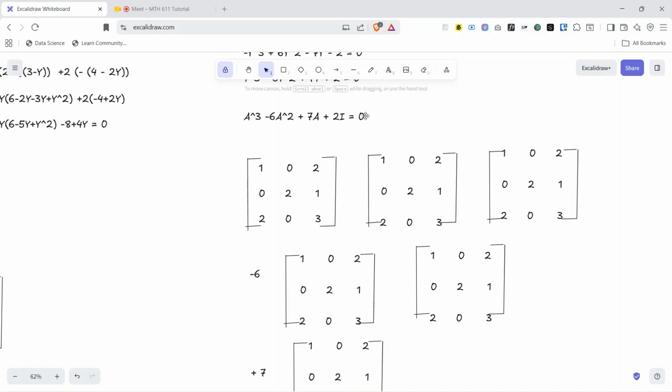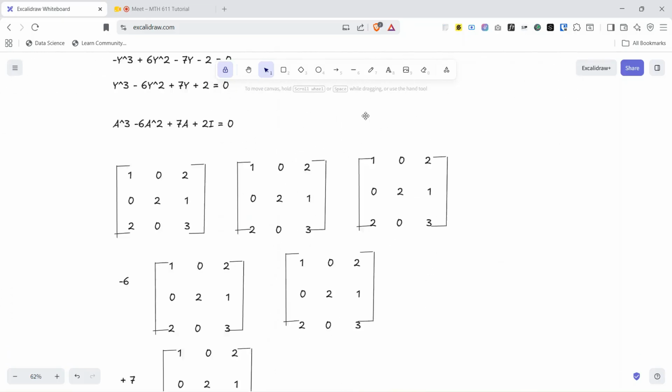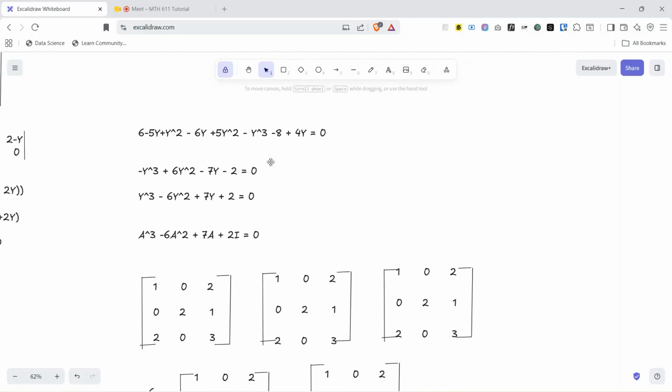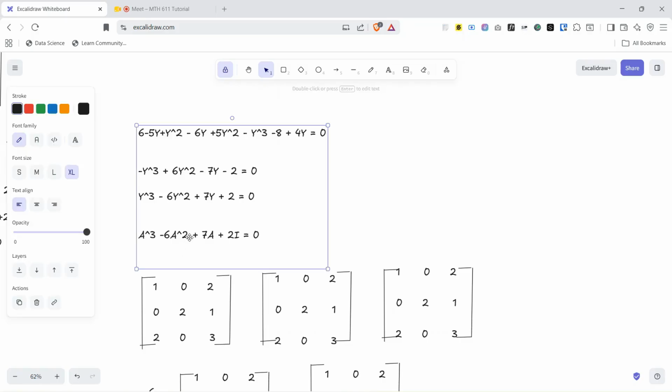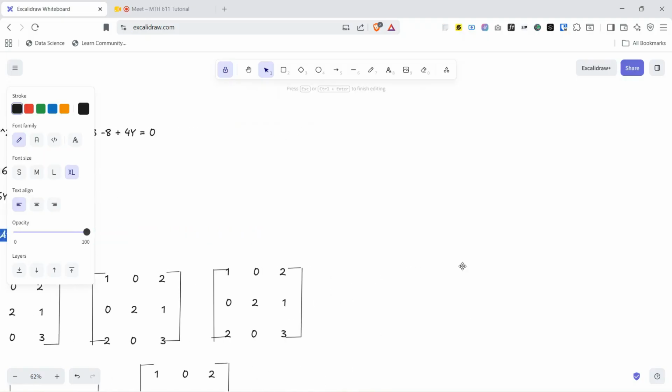So now the next part is to find the inverse. We are just going to use Cayley-Hamilton's theorem to find the inverse. So we already have this. Copy this.